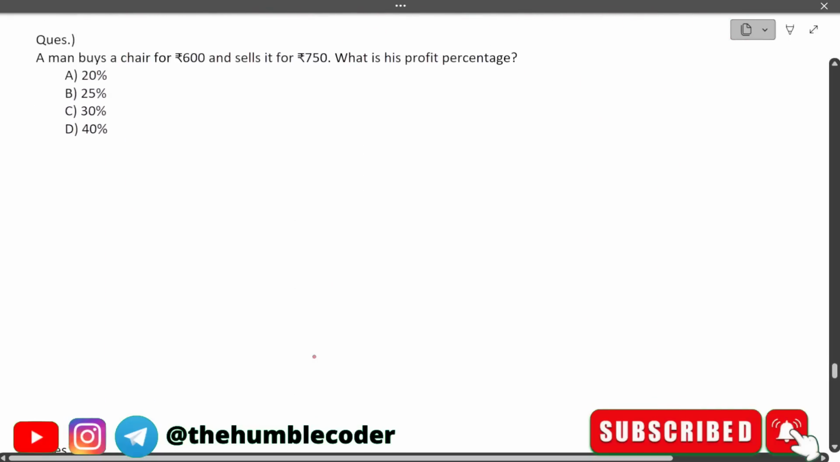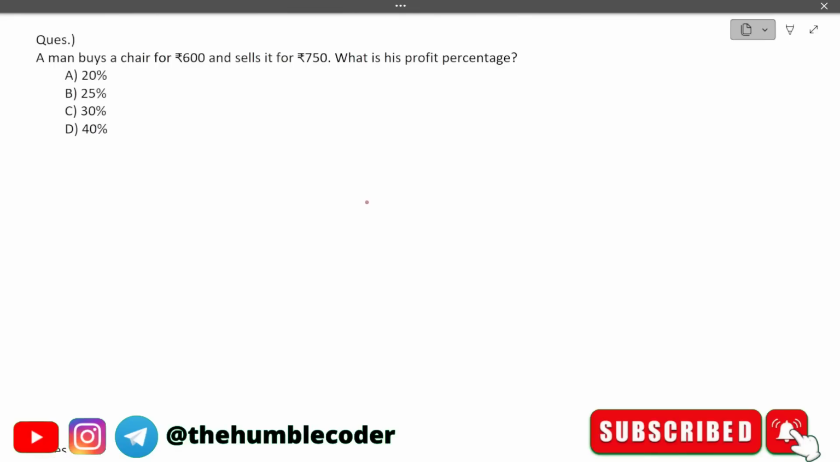Let's see this question. A man buys a chair for 600 and sells it at 750. What is the profit percentage? So we have to find out the profit percentage in this case. So let me write down the formula for you. Profit is selling price minus cost price. We know this. And the formula for profit percentage is profit divided by cost price multiplied by 100.